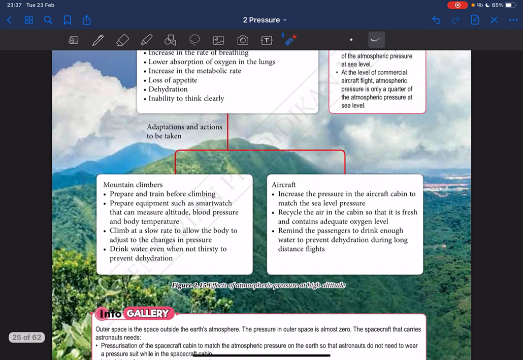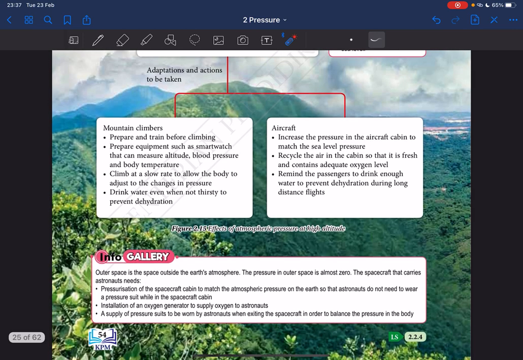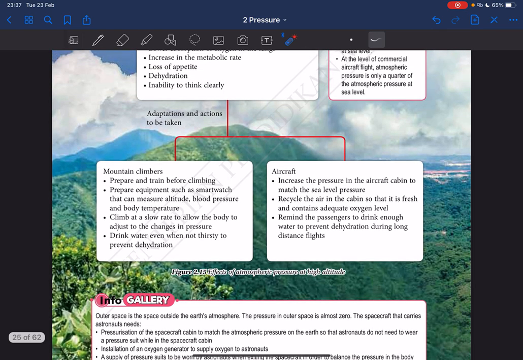So what we need to do to overcome this? So you have to do exercise. If you want to climb mountains, you have to prepare all the equipment, climb slowly to allow for your body to adjust to the changes in pressure, and also drink water constantly to prevent dehydration. What about aircraft?